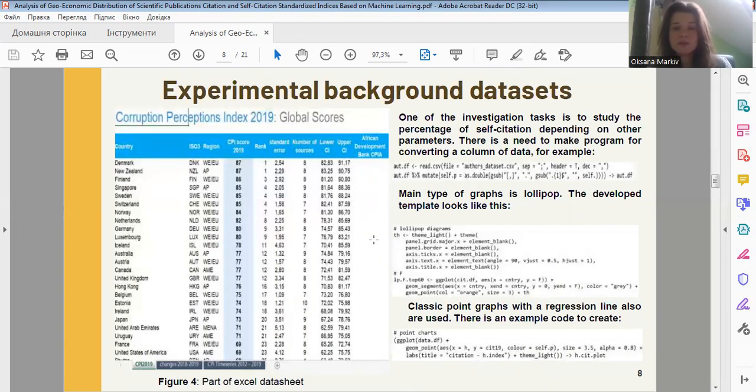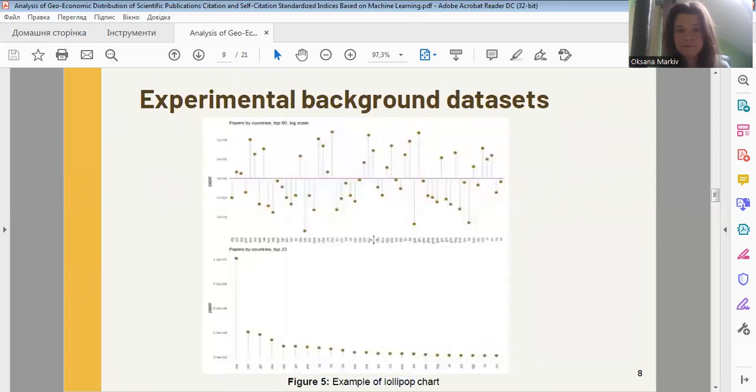And when working with data approaches and technologies, the important work is visualization and representation on graphs of parameters simultaneously. Such parameters should be demonstrated simultaneously, and the basic principles of developing such graphs using ggplot, ggridges, patchwork have been considered. The main type of graph is lollipop, and the developed template looks like this.